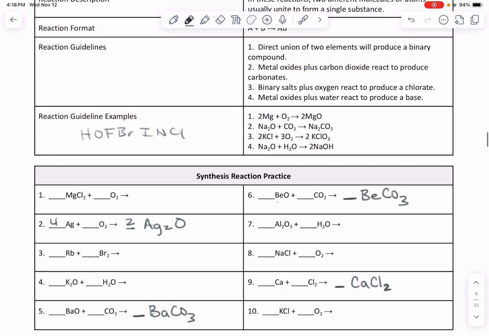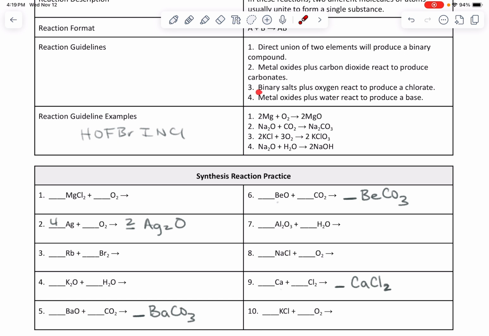In rule 3, we have some new vocabulary. We have something called a binary salt. Okay. A binary salt is just a general term that we usually use to reference anything ionic. However, in this case, it's going to be something bonded to chlorine. I will tell you how I know that in just a second. Let's read through the whole thing.